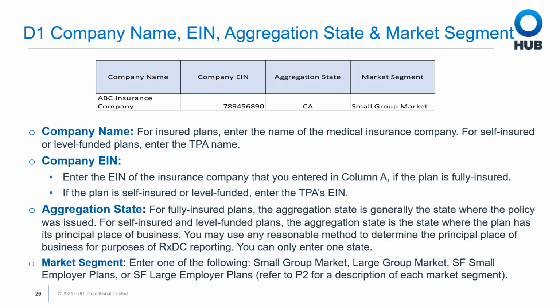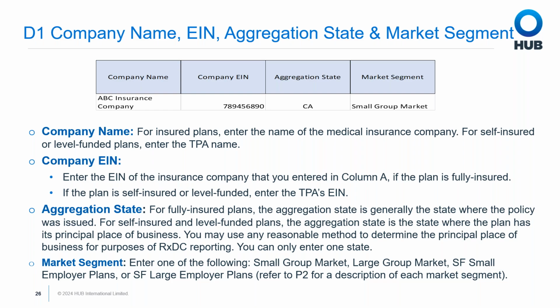Now, if you're required to file the D1 yourself, not only do you need to report on the items I've noted earlier, they will be asking for additional information, your company name. What is your company name? For your insured plans, you enter the name of the medical insurance company, assuming you failed to complete information from the insurance carrier, and they've noted that you need to proceed to do this on your own. And you would include also your company EIN.